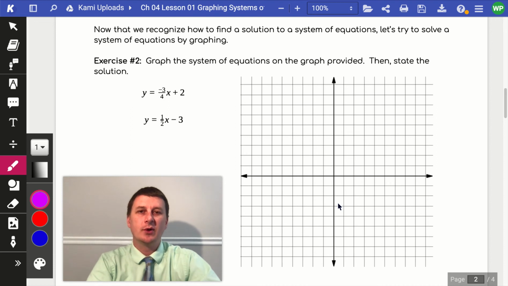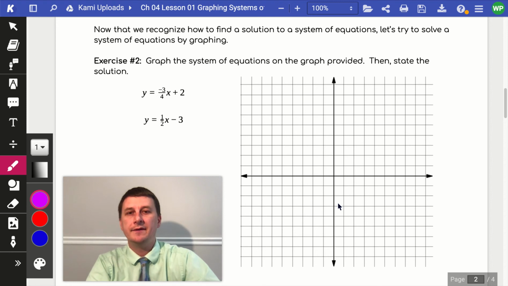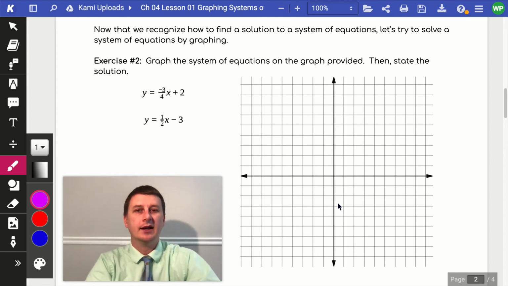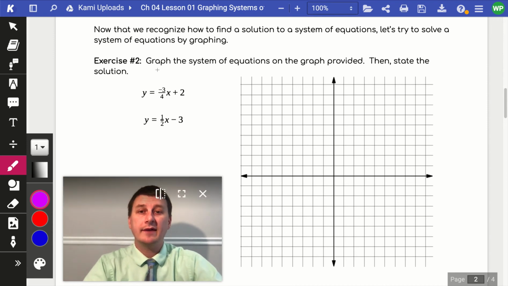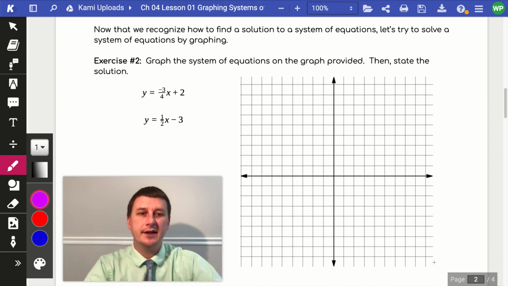And in this video, we're going to move along with graphing systems of linear equations. And it says up top, now that we recognize how to find a solution to a system of equations, hint, if you didn't watch the exercise number 1 video, I suggest you go back and watch that to recognize how to find a solution to a system of equations. Because now we're going to try to solve a system of equations by graphing. And to do that, we're going to have to graph not one, but two of these equations together on this grid. And then we're going to state the solution.